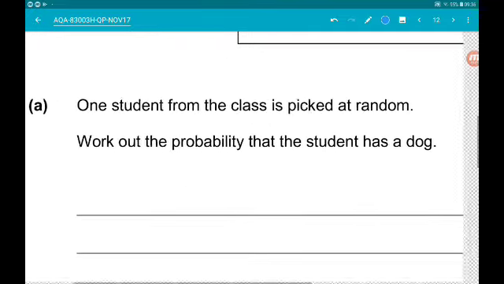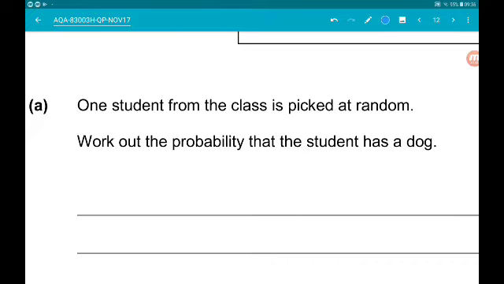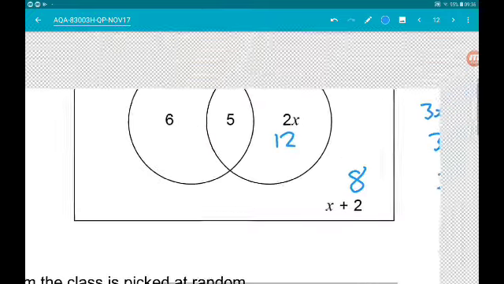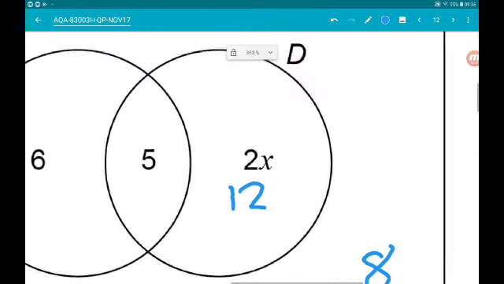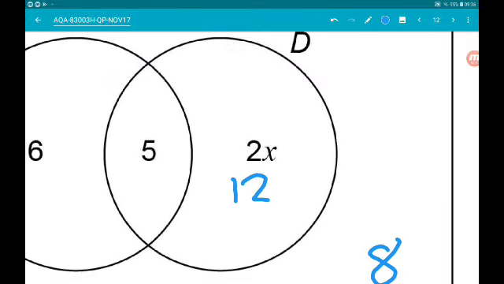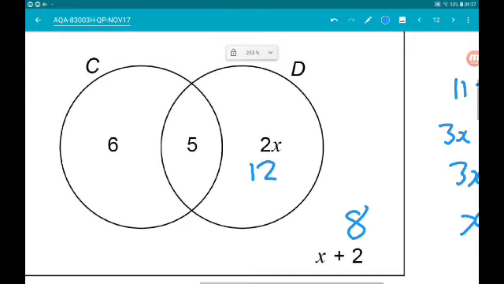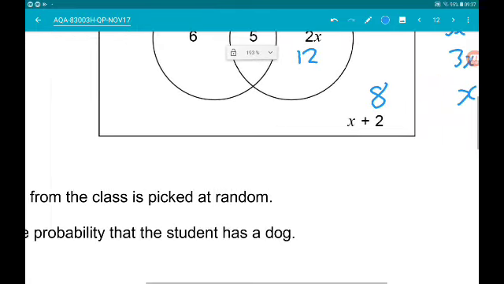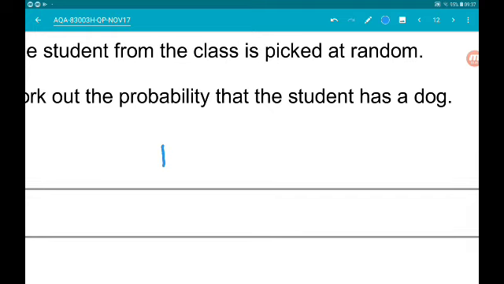Okay, so one student is chosen at random. Work out the probability that the student has a dog. So the total number that have a dog are 5. So those 5 people have a dog and a cat. And then we've also got 12 people that only have a dog. So 5 add 12 is 17. And that is out of the total number in the class. 17 out of 31.